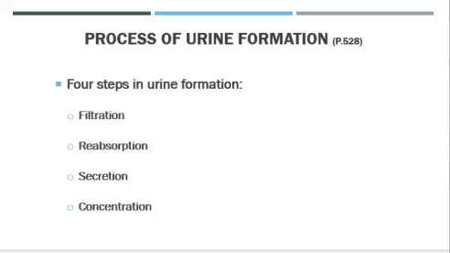The last step is concentration. This happens to remove or to conserve water. And after the concentration step happens, the output for an average adult for urine is between 750 milliliters to 2,000 milliliters per day.